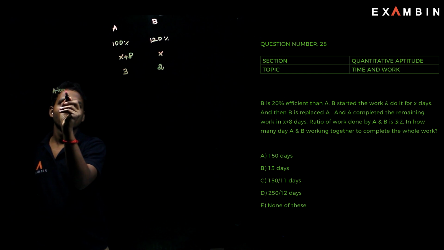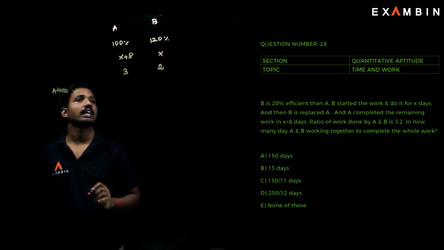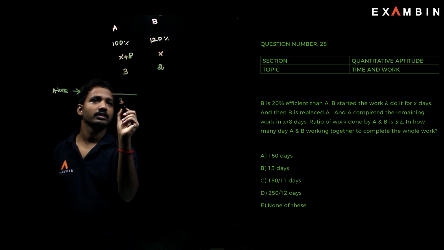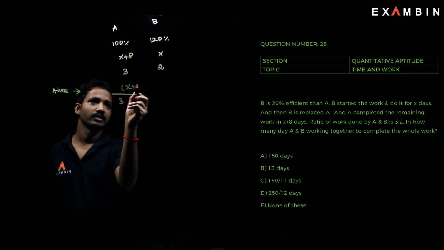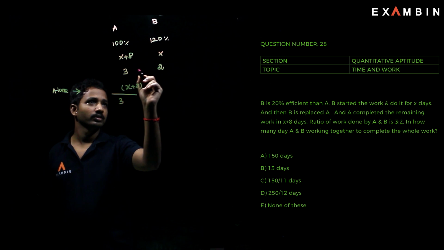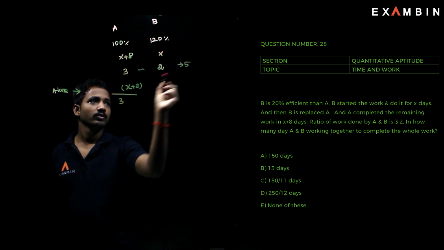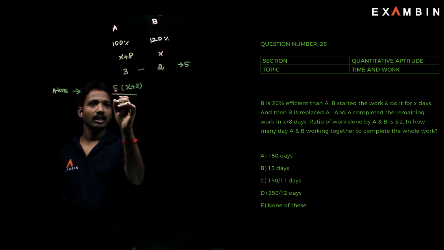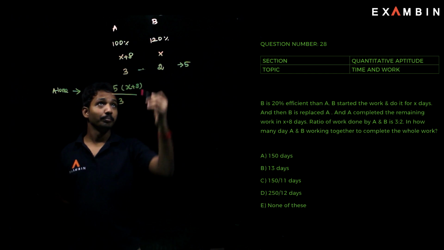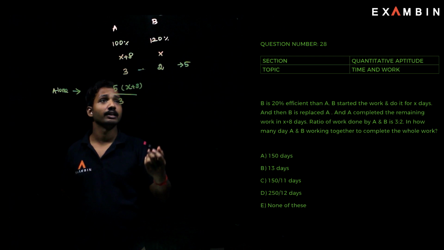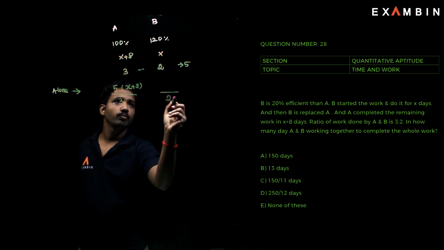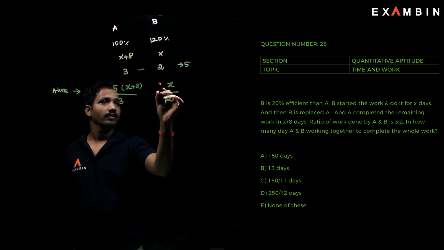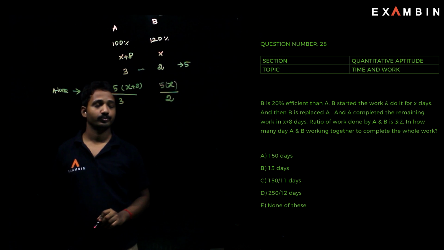So how many days can A alone complete the work? He has completed 3 parts of the work in X plus 8 days. The total parts are 5. So to complete 5 parts, the full work will be done in 5 into X plus 8 divided by 3. Now, B alone can complete the work in how many days? For doing 2 parts, he has taken X days. For doing the whole work, 5x divided by 2.